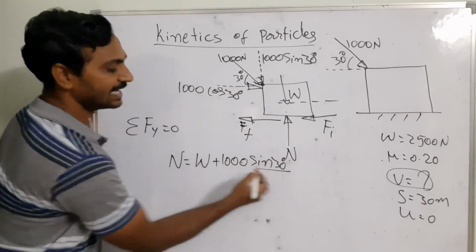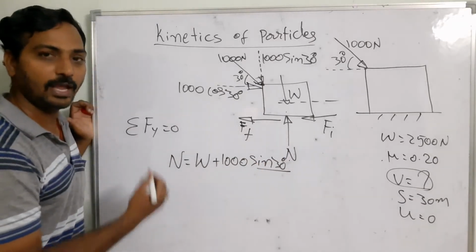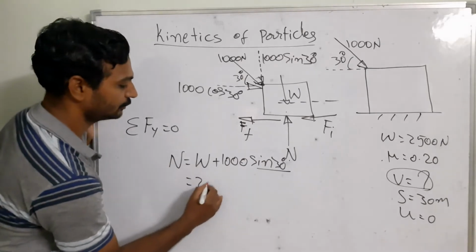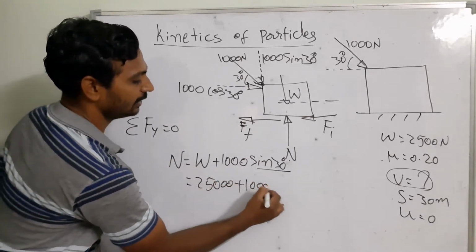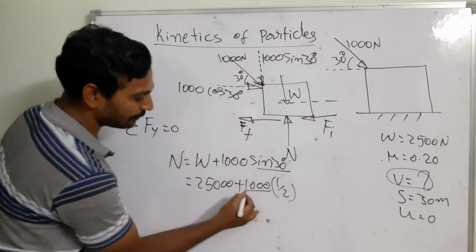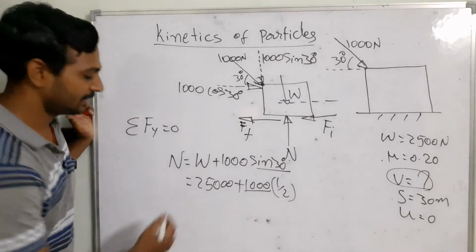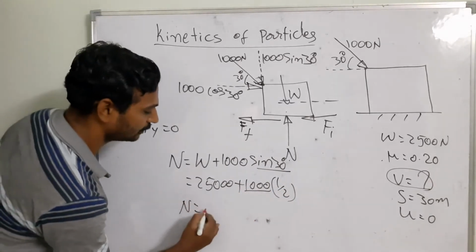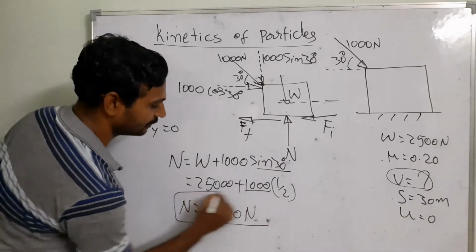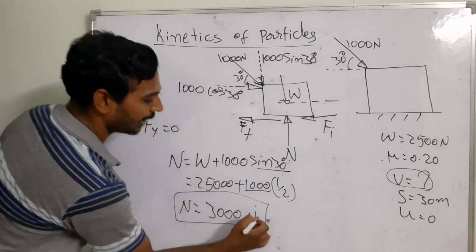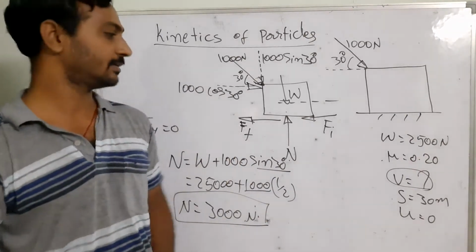As you know, sin 30 degrees is 1 by 2. So 2500 plus 1000 into 1 by 2, this gives 500. Then finally, N is equal to 3000 newtons. I got it. Can you see the normal reaction? I got it, 3000 newtons.